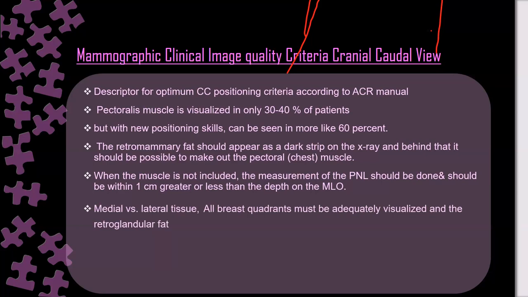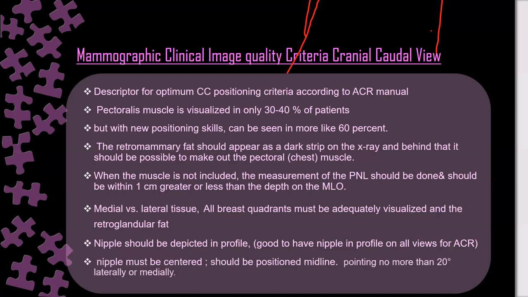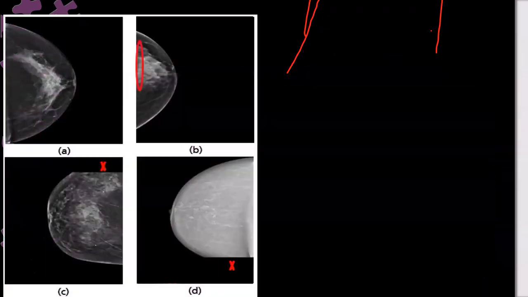Medial versus lateral, as Huda said, it should be equalized or at least symmetrical, not exaggerating one side. And all quadrants should be included and visualized, especially the retromammary fat, which should be seen in both medial and lateral. The nipple should be depicted in profile and positioned centrally, not pointing medially or laterally.